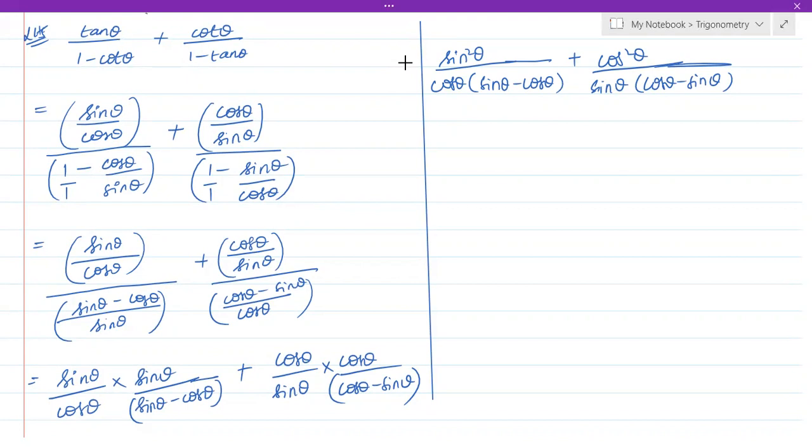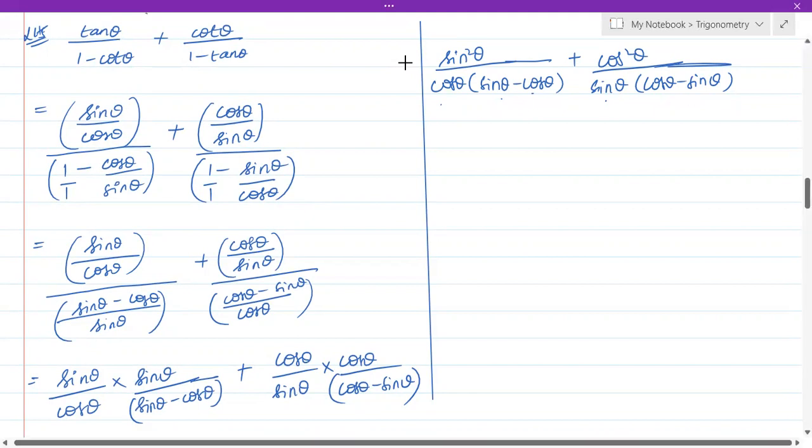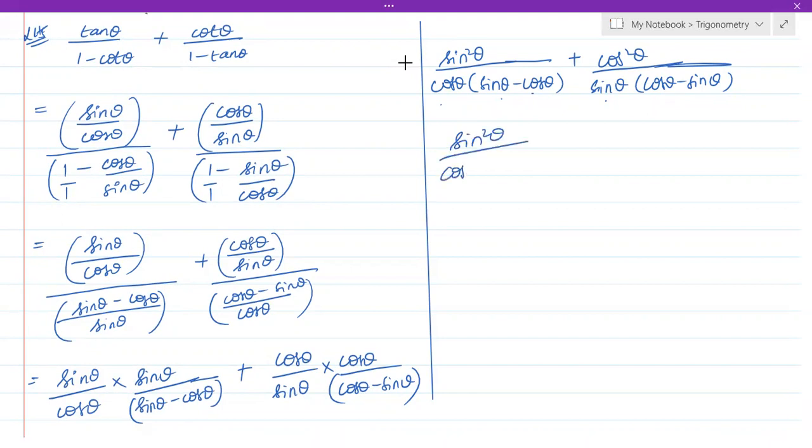If you observe the denominator here, what you have got is cos theta multiplied by sin theta minus cos theta. Here sin theta is multiplied by cos theta minus sin theta. If you observe these two things, this is sin theta minus cos theta. This is just the reverse, cos theta minus sin theta, isn't it? So I can make them same. So how do I make them same? I have to just take minus common here. To make it very simple, sin square theta by cos theta into sin theta minus cos theta.